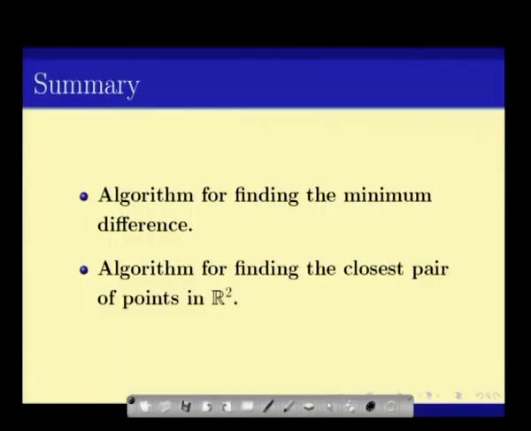So, to summarize, today we recapped the algorithm for finding the minimum distance, or minimum difference, on a line, and then we generalized it to obtain a divide and conquer algorithm for finding the closest pair on a plane. With this we come to the end of this lecture. In the next lecture we will see one more interesting application of the divide and conquer approach. Thank you.